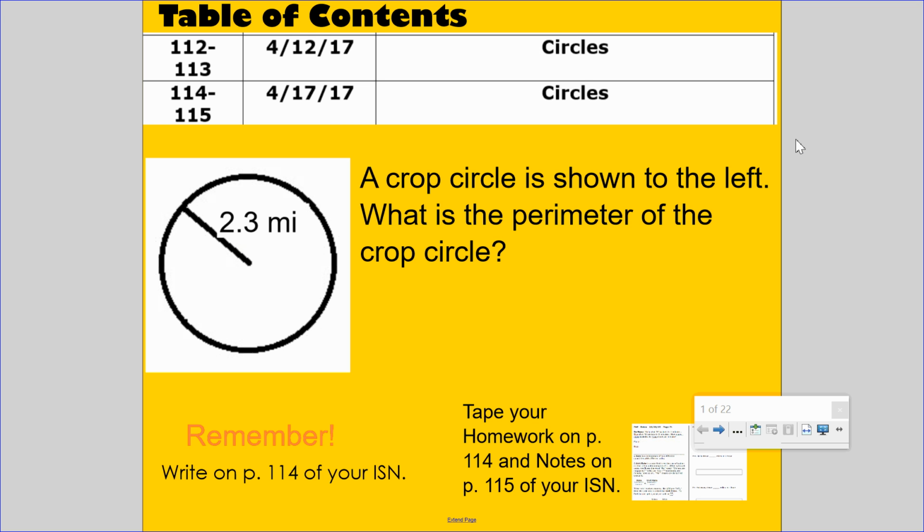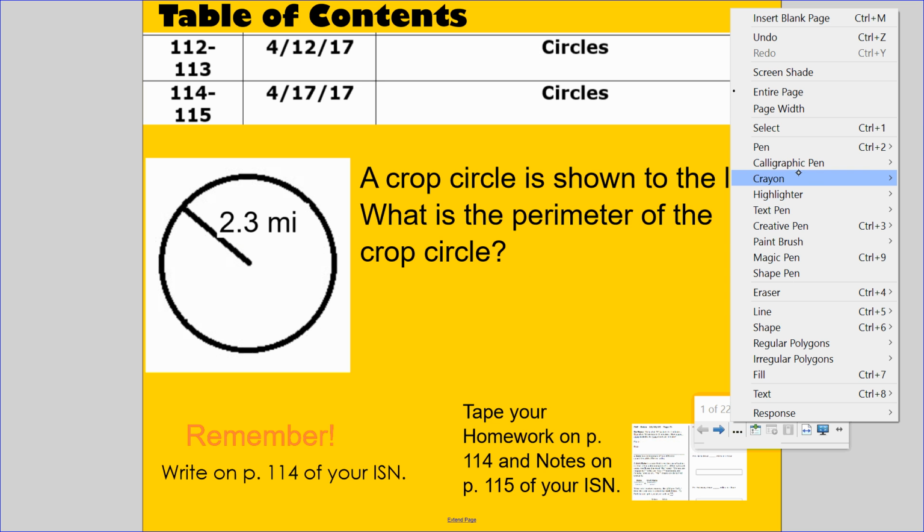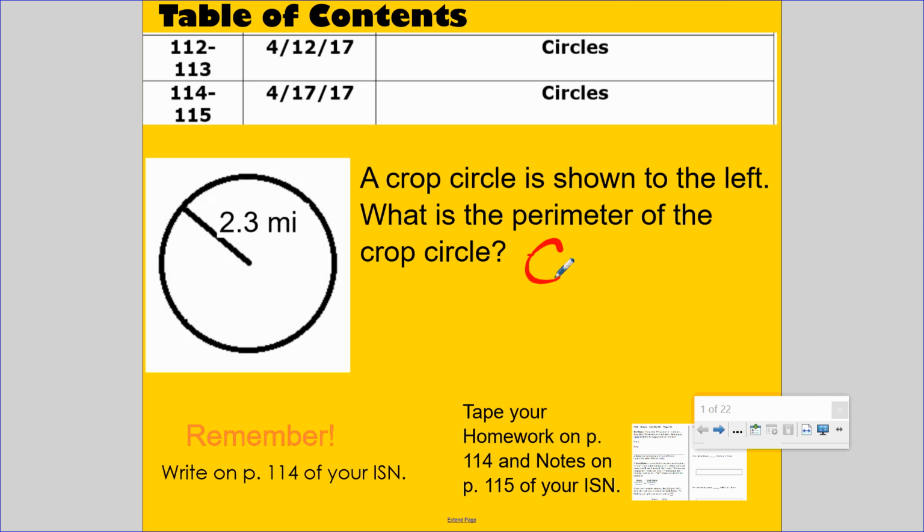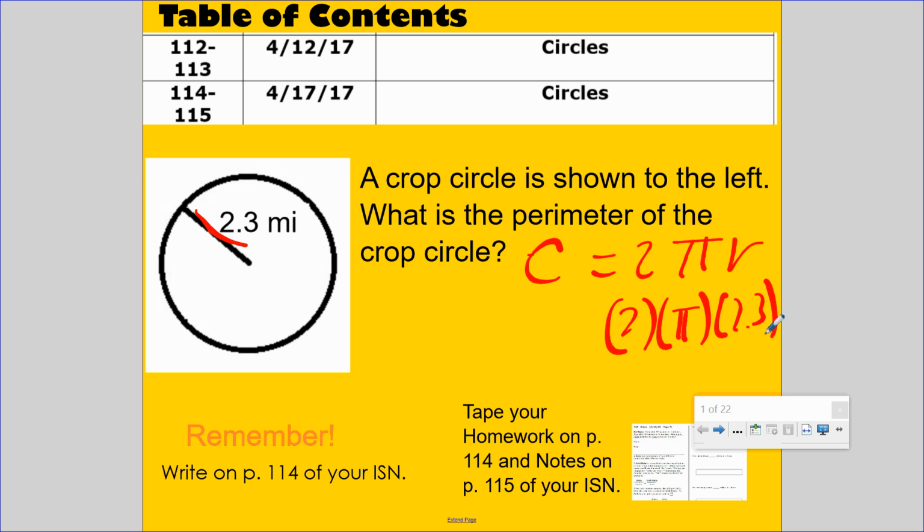If you're finding the distance around or the perimeter, you're really finding the circumference. This is a radius, so instead of using C equals pi d, I'm going to use C equals 2 pi r. So 2 is 2, pi is pi, the radius is 2 and 3/10.